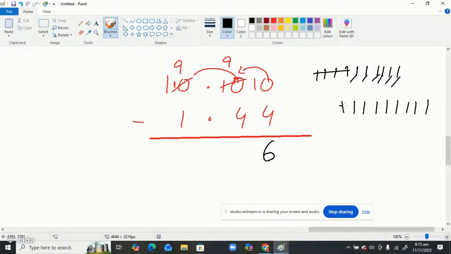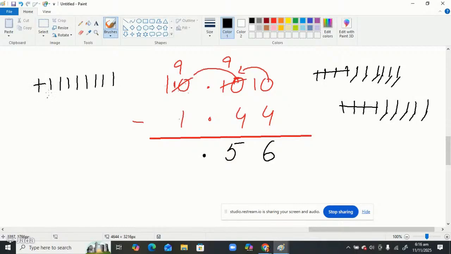Take away 4. 1, 2, 3, 4. So 1, 2, 3, 4, 5. Here we go with 5. Decimal point as it is. 9 out of 1. Let's draw 9 lines. 1, 2, 3, 4, 5, 6, 7, 8, 9.